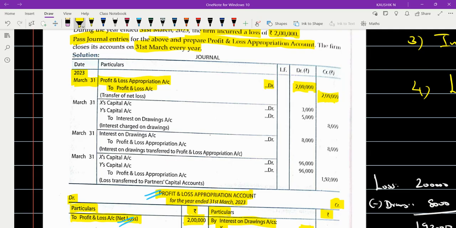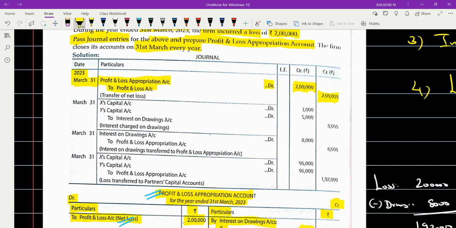So when the dates are provided in the question, do not forget to record entries with the date and with the narration. That's very important. If you miss out any one of these two, then obviously you're losing half a mark from the total valuation. Is it clear to you? First one, yes. Now coming to the second one.